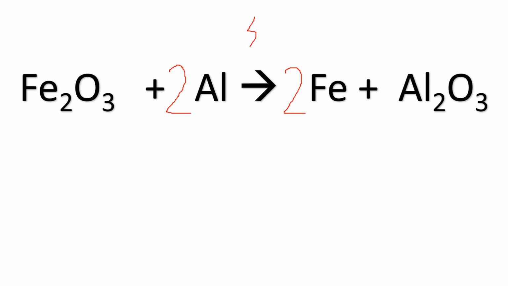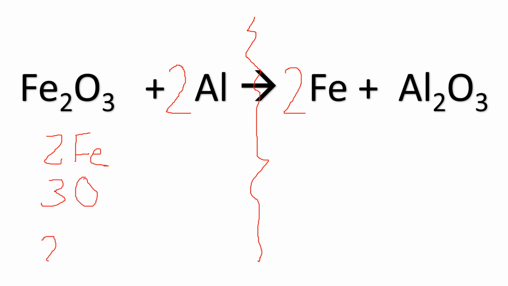Just imagine that there's like a dividing line here. I've now got 2 irons, 3 oxygens, and 2 aluminiums on each side. So that is now balanced.